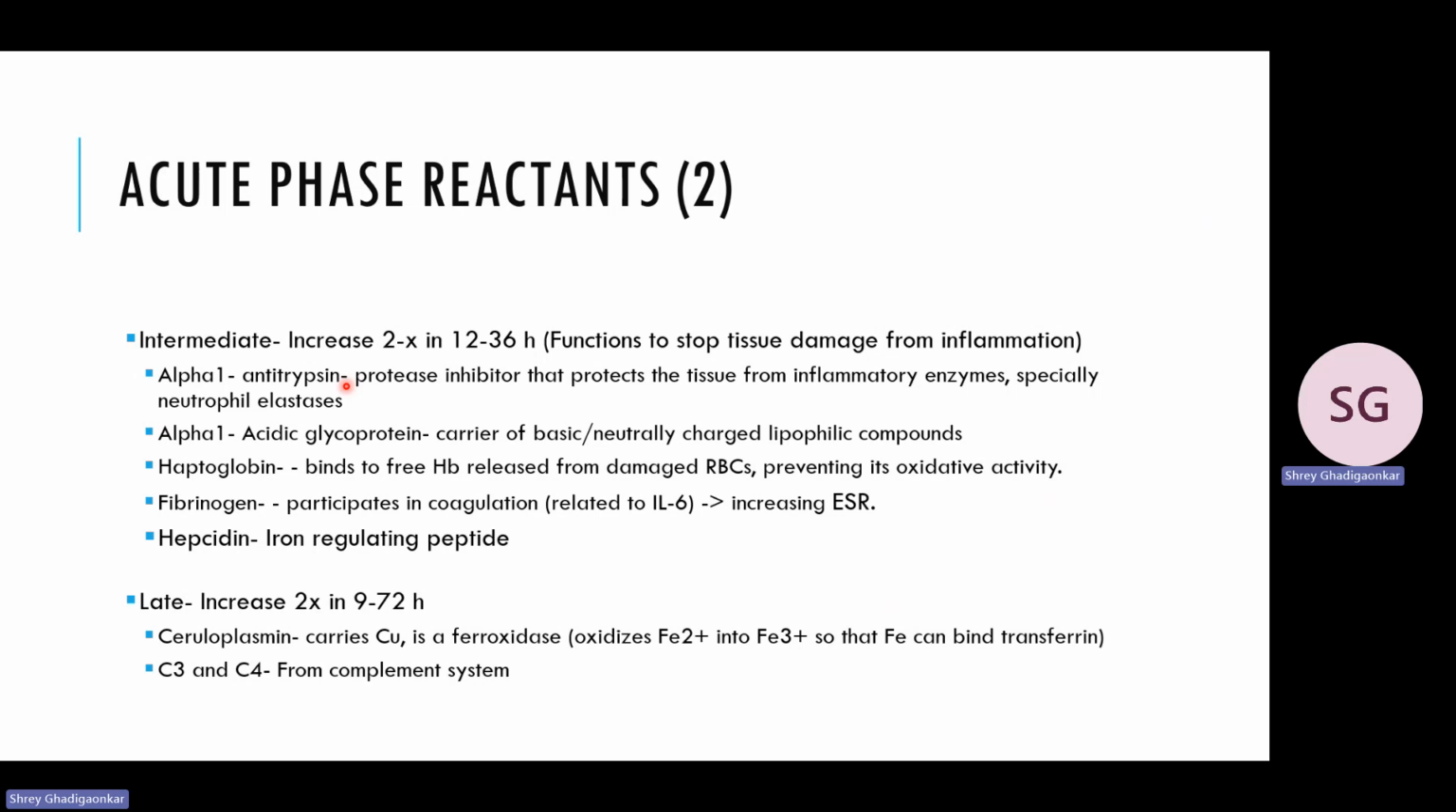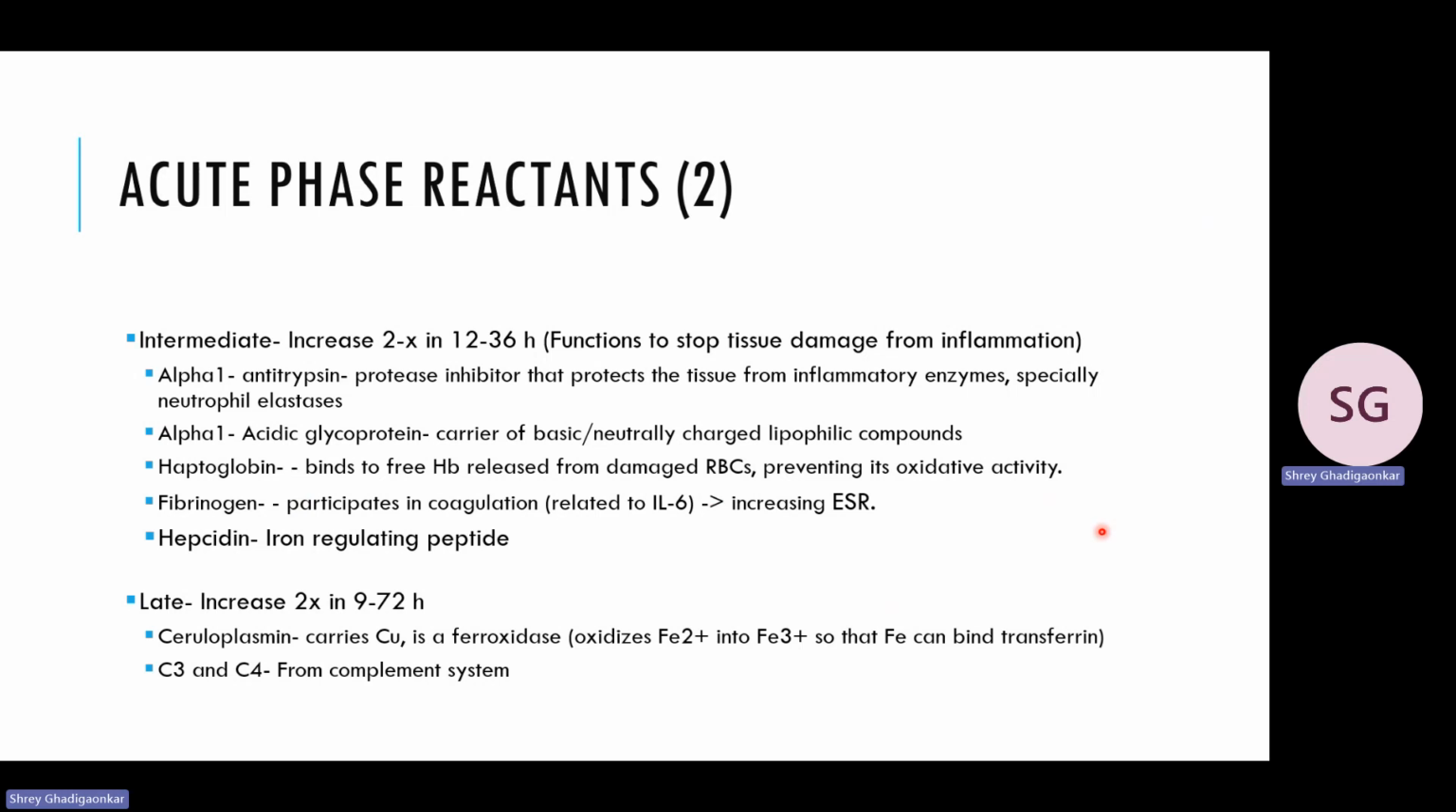A deficiency in this, as you will learn in your special pathology, is associated with liver cirrhosis as well as emphysema, specifically panacinar emphysema. You also have alpha 1 acid glycoprotein, which is a carrier of basic and neutrally charged lipophilic compounds, as well as haptoglobin. So this binds to free hemoglobin and prevents its oxidative activity.